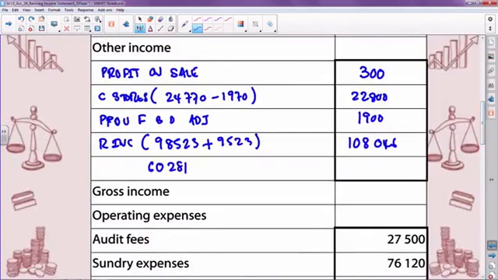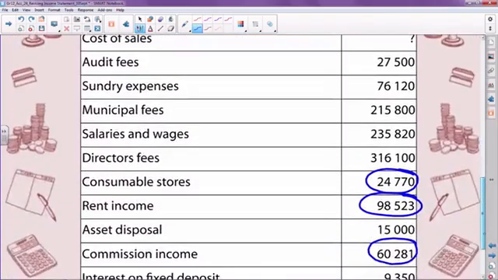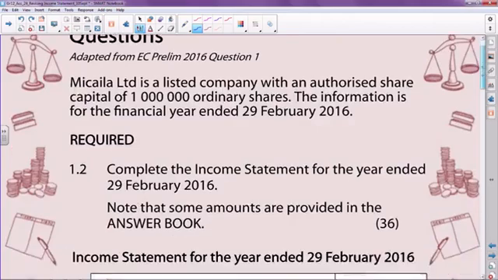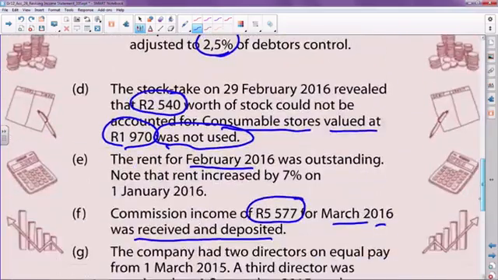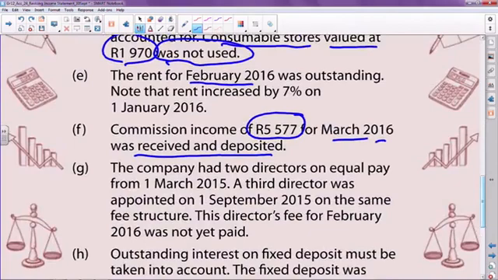$60281. Let's just check accuracy. 60281 is right. That's my commission income that's given to me. And what am I told? I'm told that an amount for commission income was received this year for next year. How much? It was received in this financial period, but it was for March. That means not part of this year. Two accounts involved: commission income and deferred income, or income received in advance.